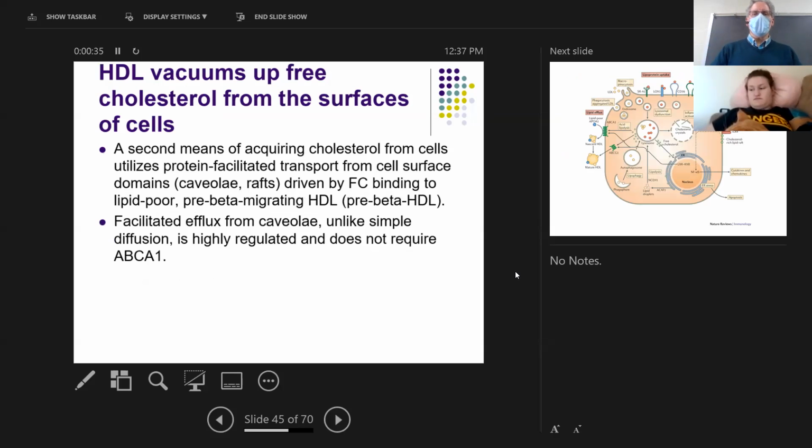So HDL will help vacuum up free cholesterol from the surfaces of cells. And this other process seems to be ABCA1 independent. What the cell seems to do is pump the cholesterol into the membrane. And if there's excess cholesterol in the membrane, the HDL will remove it in some sort of efflux fashion. How it does this is not completely understood.